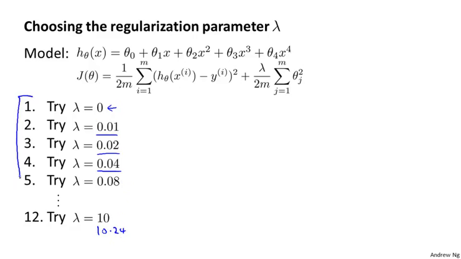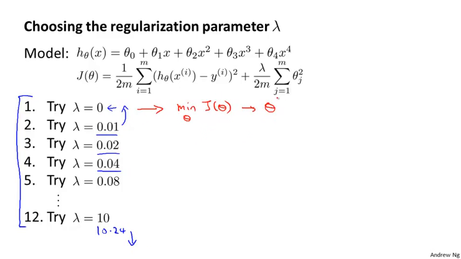So this gives me maybe 12 different models that I'm trying to select amongst, corresponding to 12 different values of the regularization parameter lambda. And of course, you can also go to values less than 0.01 or values larger than 10, but I've just truncated it here for convenience. Given each of these 12 models, what we can do is the following. We can take this first model with lambda equals 0 and minimize my cost function J of theta, and this will give me some parameter vector theta.